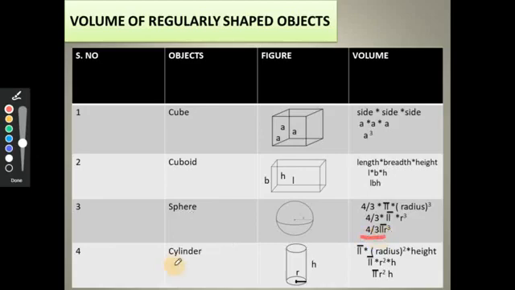The next object is the cylinder with radius r and height h. The volume is pi into radius square into height, which is nothing but pi r square h. The value of pi is 22 by 7.